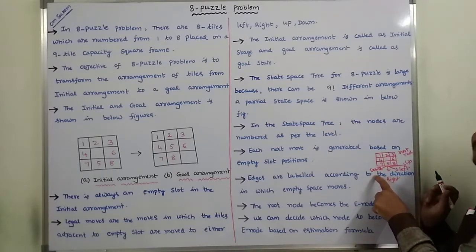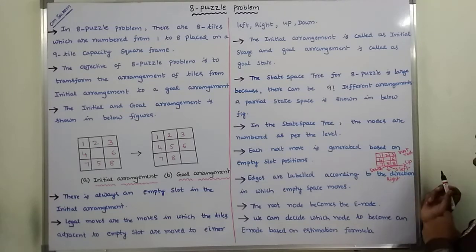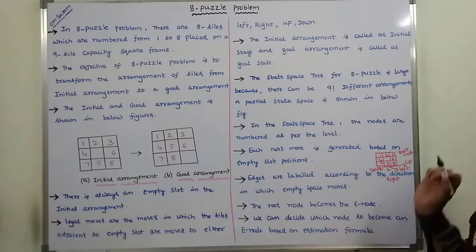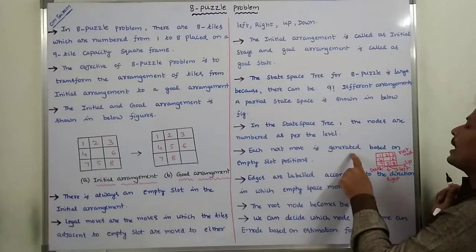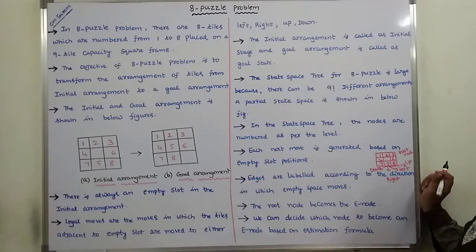Either it is a down move, or a right move, or a left move, or an up move, because the empty slot can be moved in the up direction, or down direction, or right direction, or left direction. Okay, so each next move is generated based on the empty slot position. So based on the empty slot position, we can say what the possible next moves are.